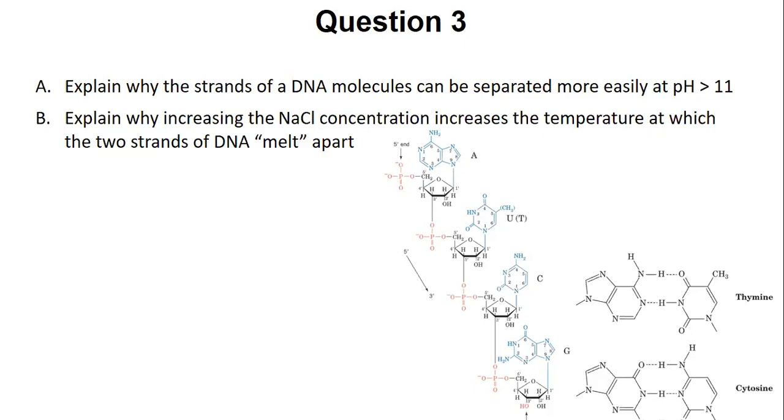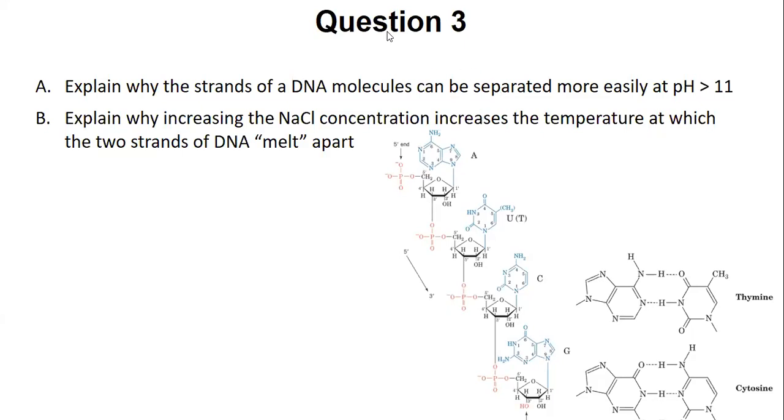Does anyone know the answer to that? Why, when I increase pH, and this is a common method for separating DNA, you just increase how basic your solution is. It breaks hydrogen bonds. Exactly. If you don't know the answer to something in biochemistry, it's probably hydrogen bonds, right?